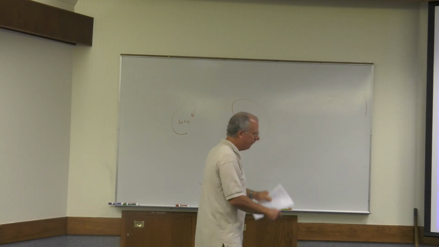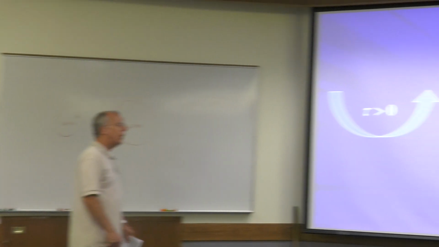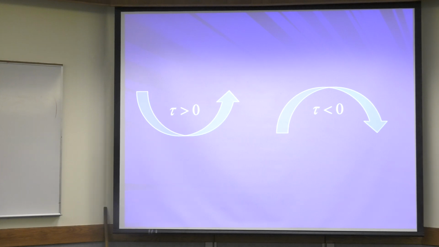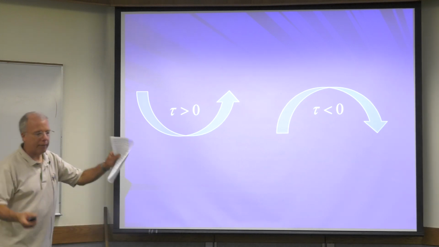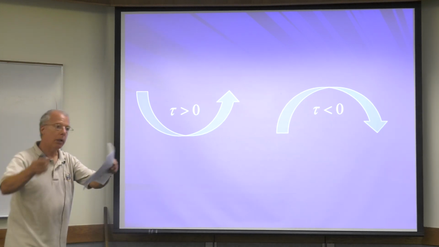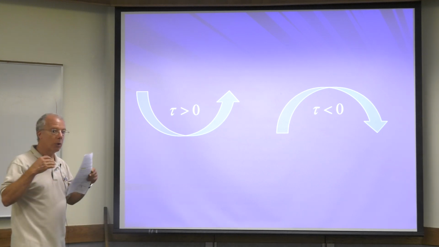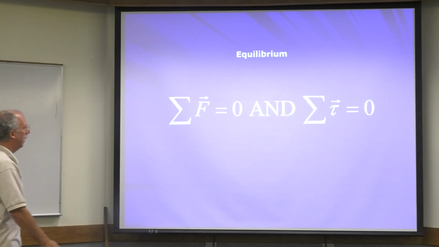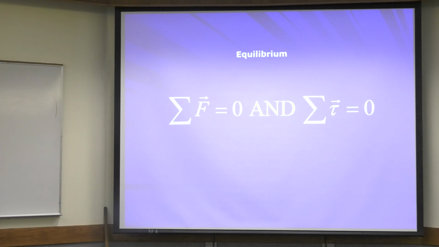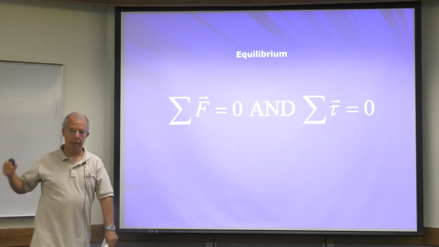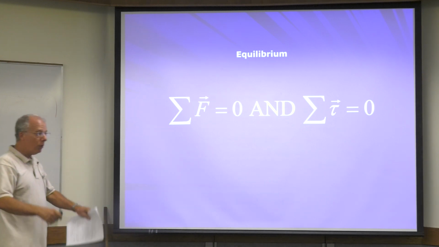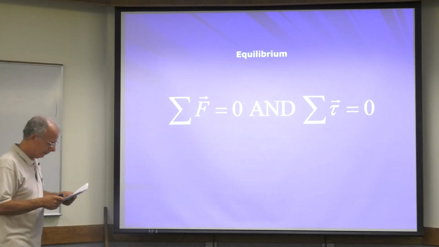So, equilibrium. We've talked about that a lot. But in the past, we just said that equilibrium was the sum of the forces equals 0. Well, now we have the ability to rotate. So it's not just the sum of the forces equals 0, it's also the sum of the torques equals 0. Equilibrium: sum of the forces is 0, sum of the torques is 0. So we have two things to worry about.